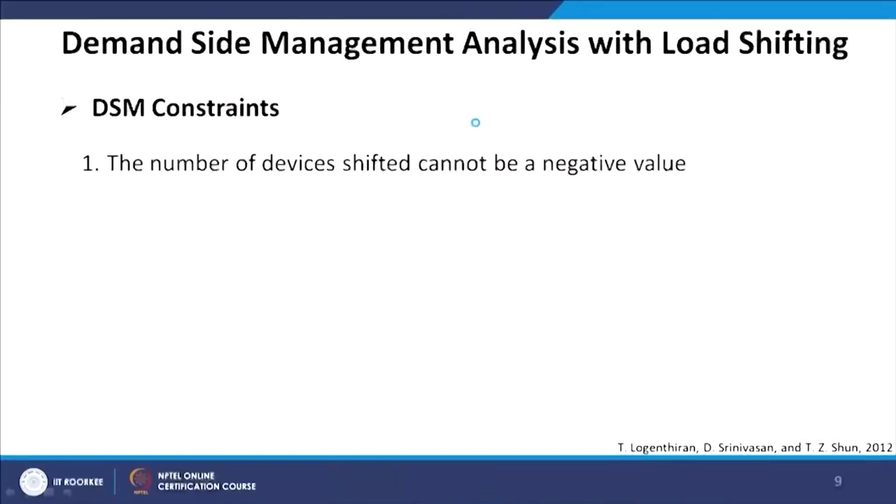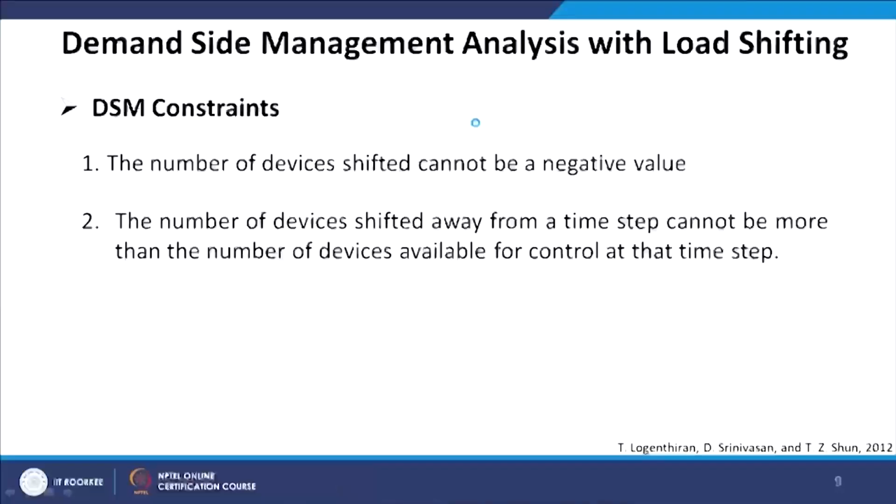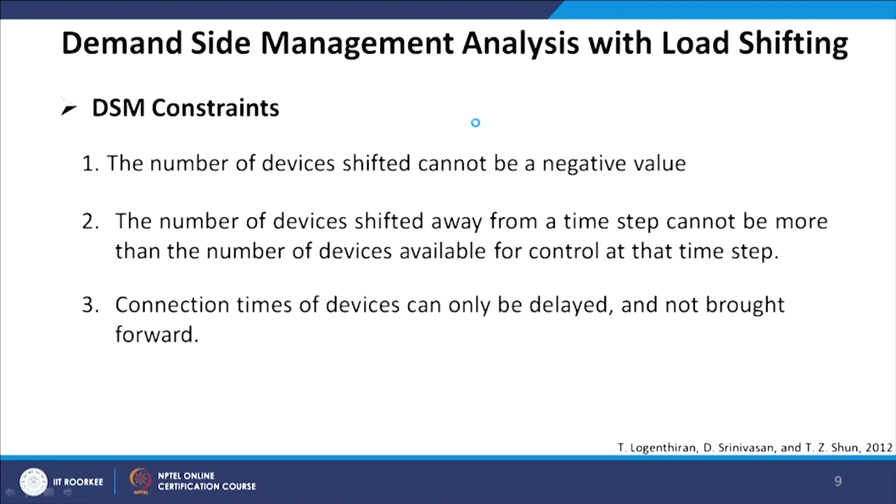Now, what are the major DSM constraints? The number of devices shifted cannot be a negative value. For example, I cannot say, this is a positive number always. Then the number of devices shifted away from a time step cannot be more than the number of devices available for control at that same time.